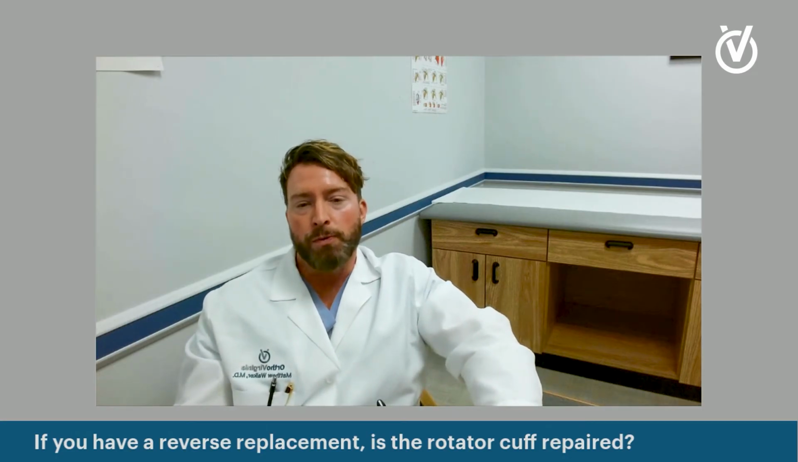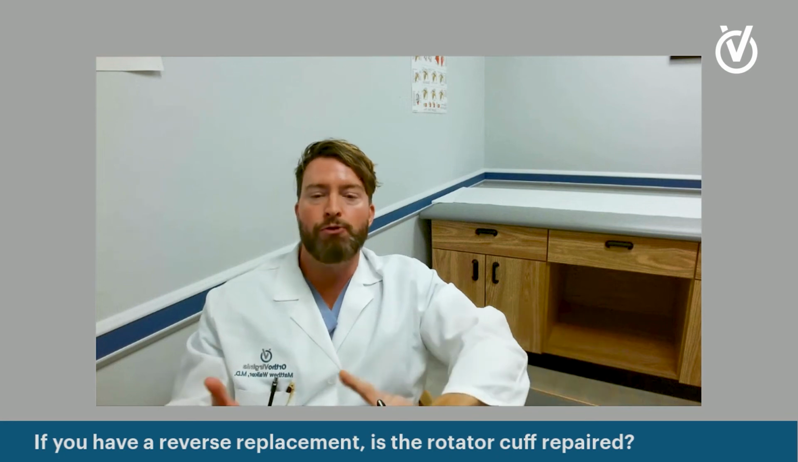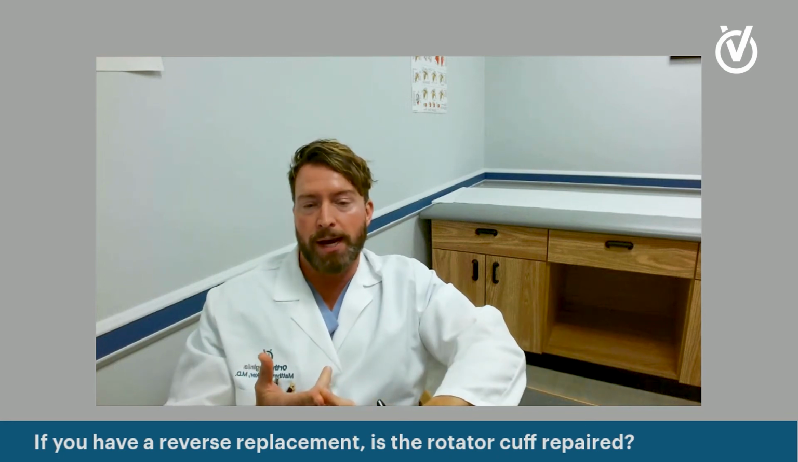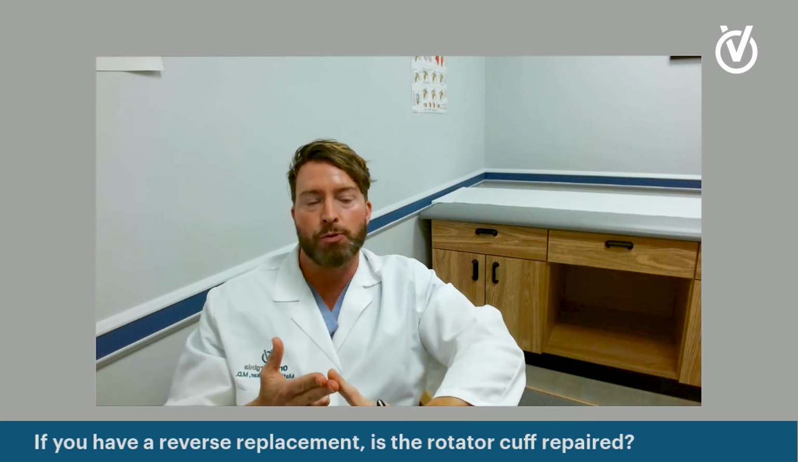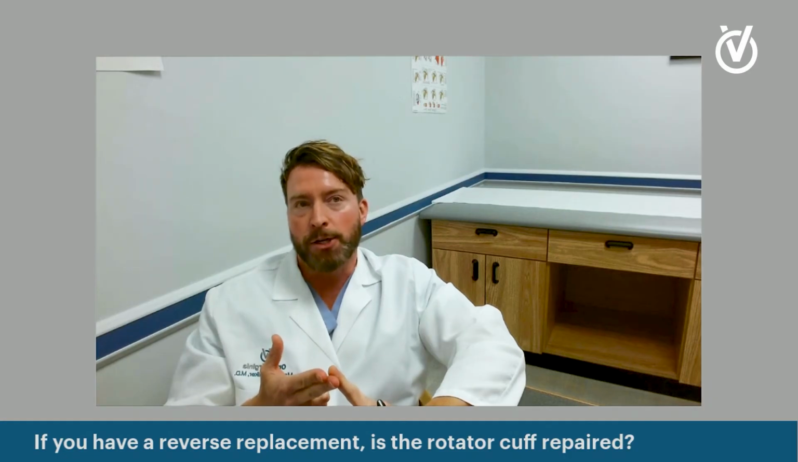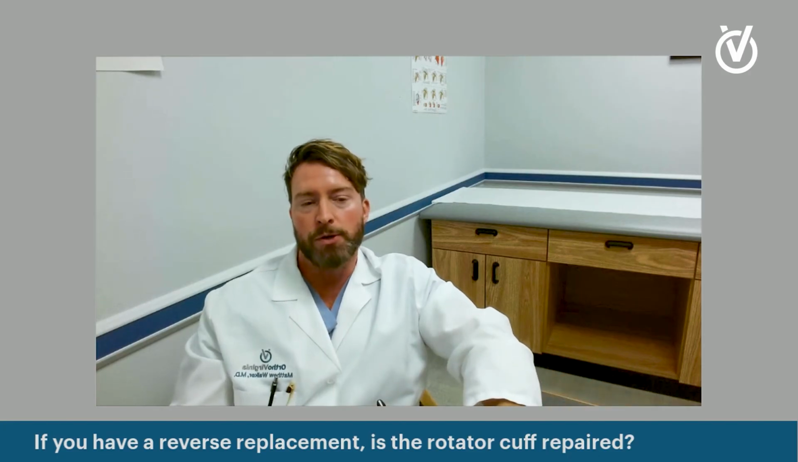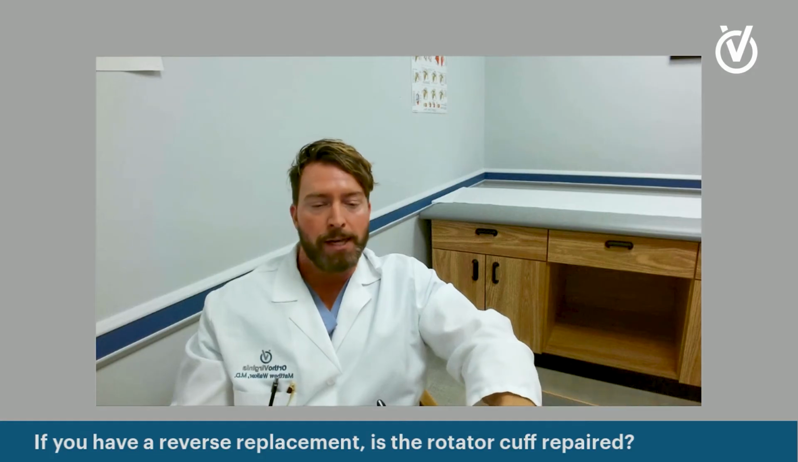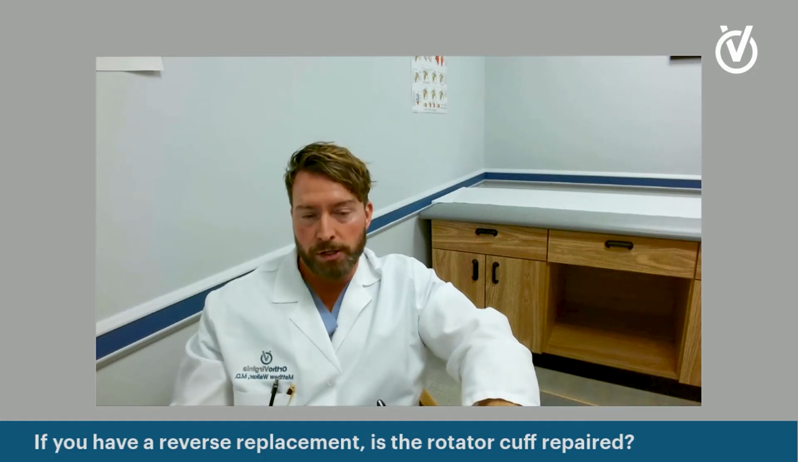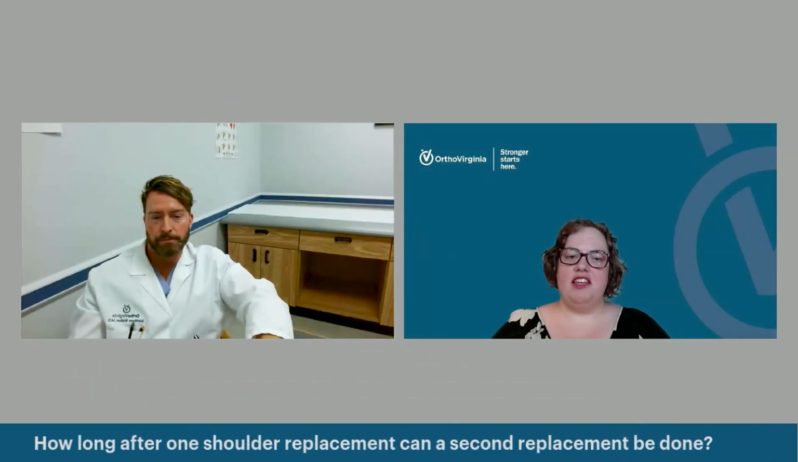In general, people who are getting reverses have irreparable supraspinatus, which is the top tendon, and infraspinatus tears, which is the top back tendon. So one of the reasons you get reverse replacements is because those tendons can't be fixed regardless. So those supraspinatus and infraspinatus tendons that are irreparable do not get repaired after a reverse.